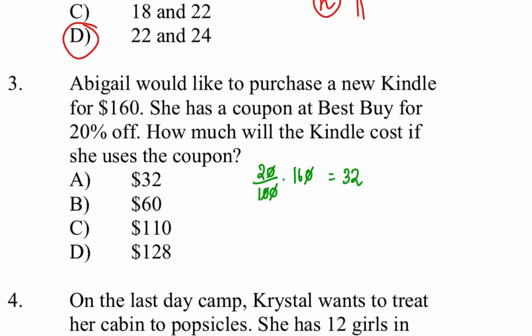So the money that she needs to pay for the new candle is 160 minus 32, right? Which is 128. This is the money she pays, because it's 20% off. So this is the money you need to pay for the new candle, right? You need to subtract 32 from the original number, because this is 20% of 160.